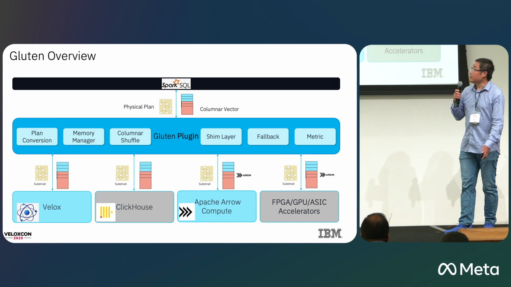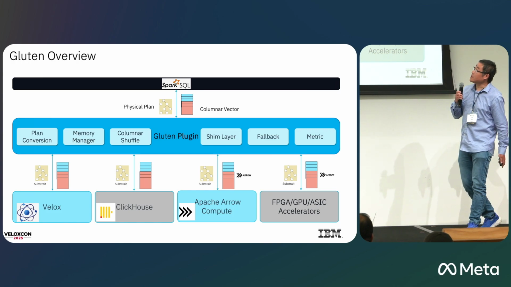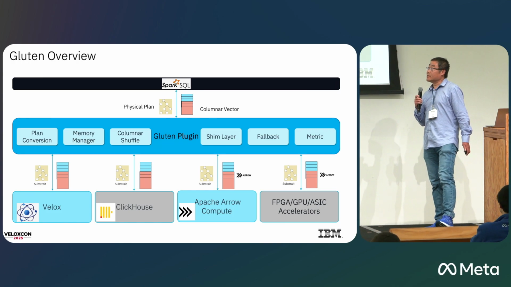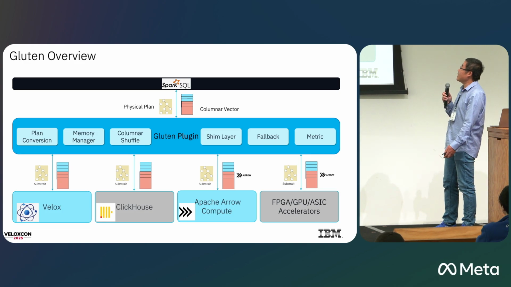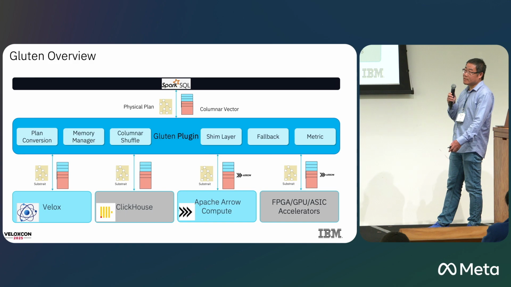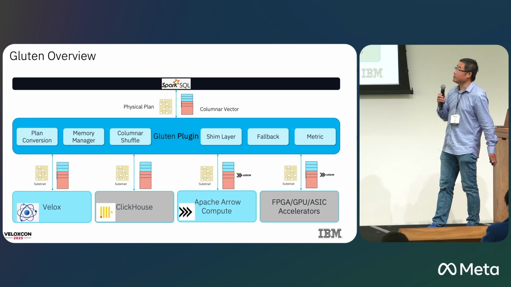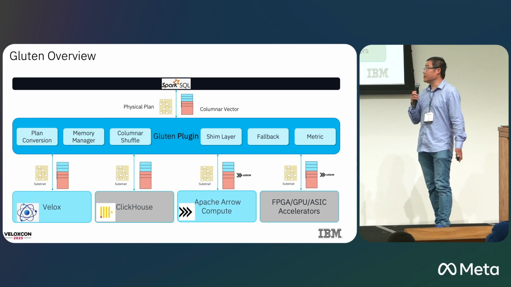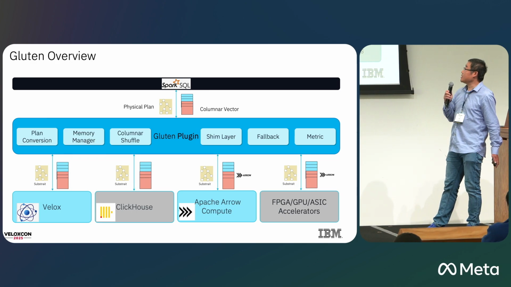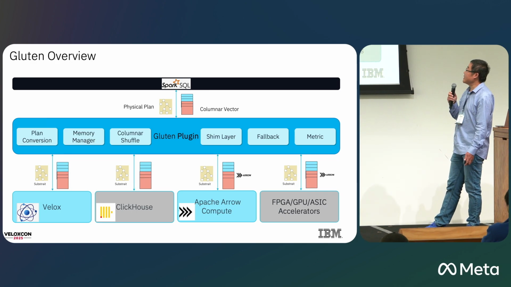And the columnar shuffle is a big part of Spark. And then there is a shim layer, used to support different Spark versions. And the fallback, because Gluten is designed not to replace all of the Spark SQL engine. We cannot, actually, because of UDFs and operators we haven't implemented. So for those unsupported features, operators, or functions, we have to fall back to vanilla Spark.